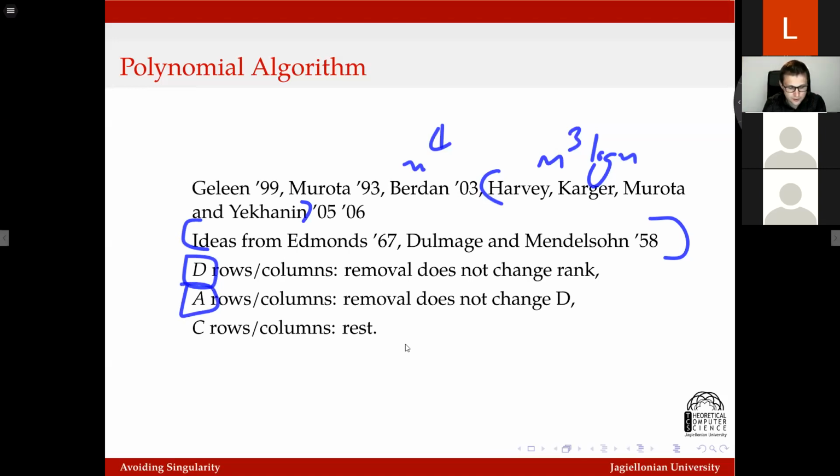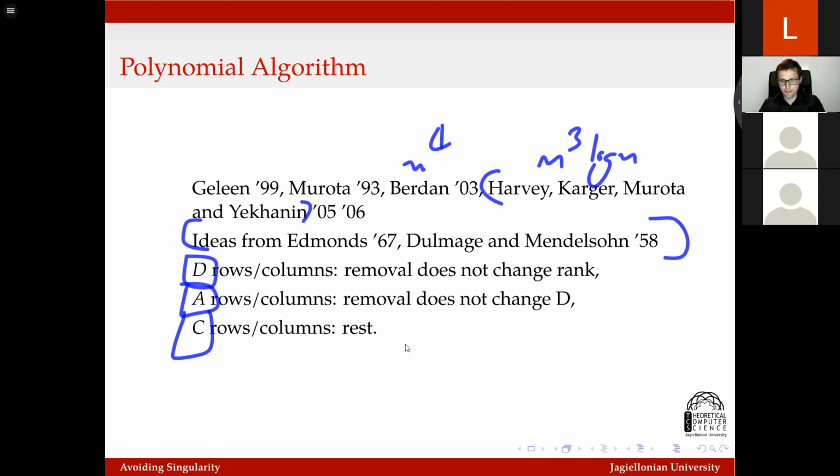Okay, so the second set is such that if you remove a row or column in set A, then the set D does not change. So this is a little bit more tricky. Basically, those A rows and columns are not dependent, but if you remove them, those things that were dependent are still dependent. Okay, and there is the third part, which is simply the rest.